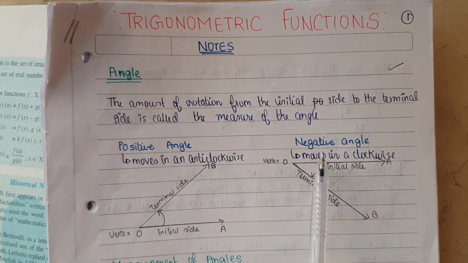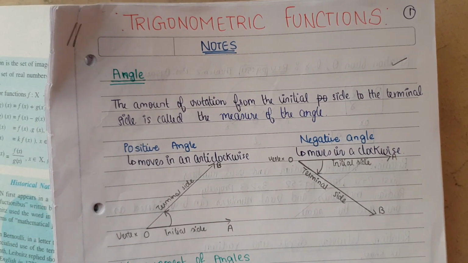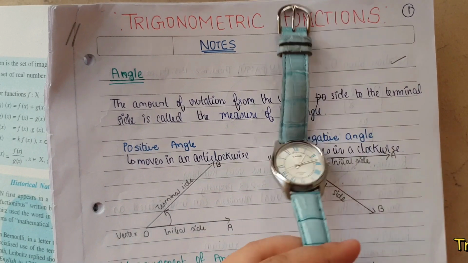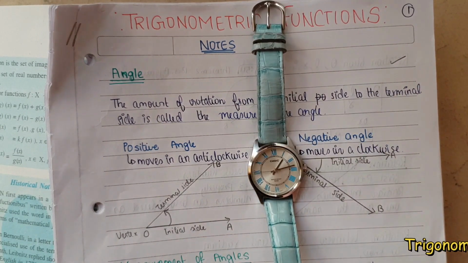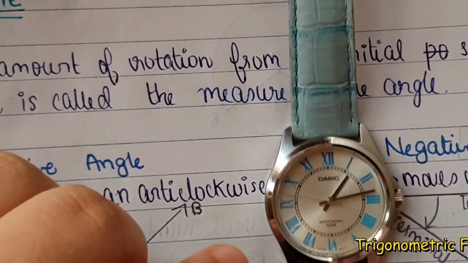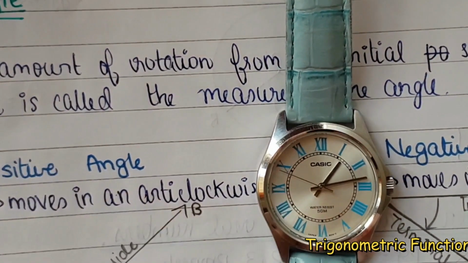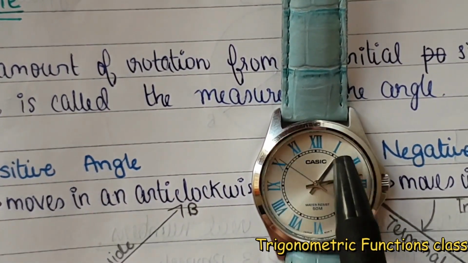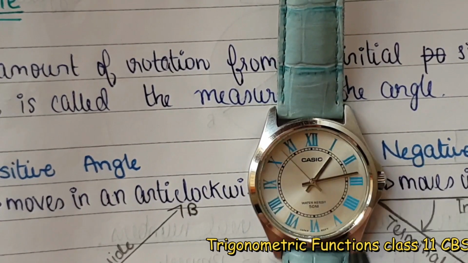It's about positive angles and negative angles. Now what does this mean? And I hope you know what clockwise and anti-clockwise mean. If you don't know, let's look at the watch which I have with me here. In this watch, if you observe the direction of the needle, you find it's moving in this direction. Can you see it clearly? Yes, you can see it.